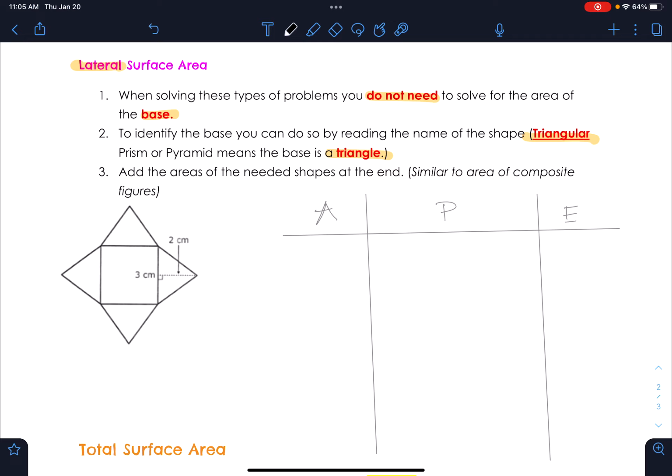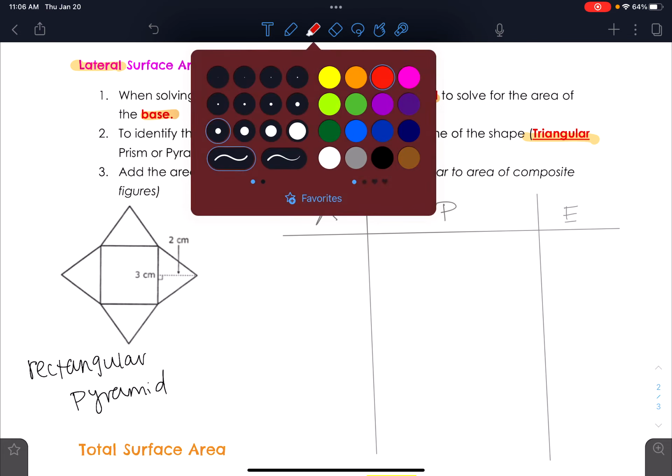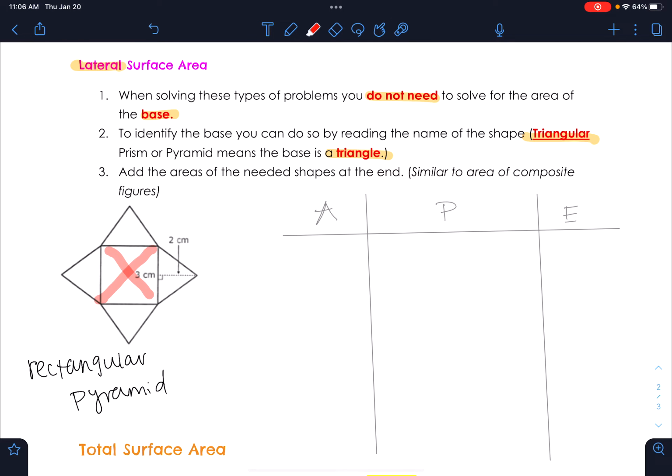In this case, we have a rectangular pyramid. We know it's a pyramid because it has more triangles than squares or rectangles. So since we're solving for lateral surface area, I do not need this square. I just need to solve for the triangles. So I'm going to cross that out. And now I need to solve for the triangles.